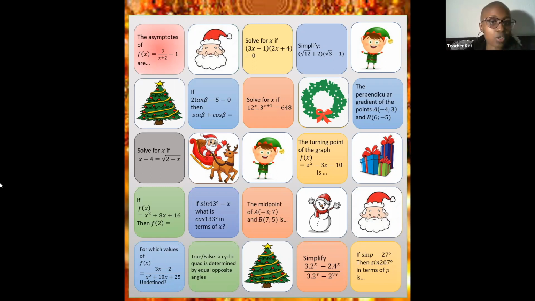This is a very nice clue. Just think about when a number is undefined. Okay, I've started your timer. I'm not sure if you guys know when a number is undefined. I'm hoping you do.